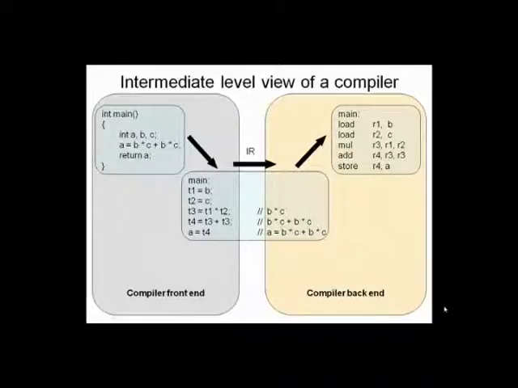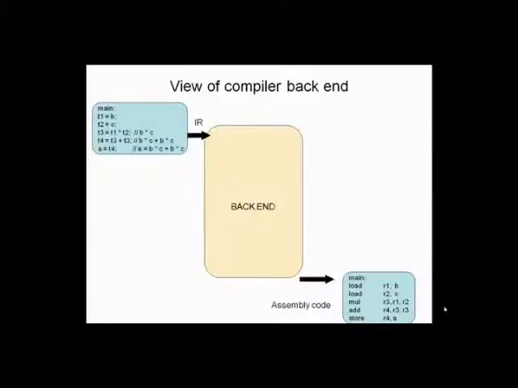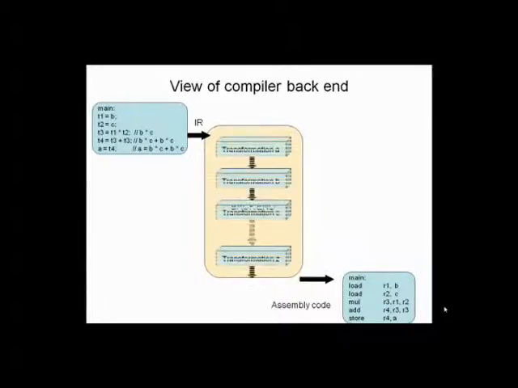The first part of translation is done by the first part of the compiler called the compiler frontend, and the second phase of translation is done by the compiler's second part called the compiler backend. In this presentation, we will mainly focus on the compiler backend. Let's look inside a compiler backend in detail. The backend takes an intermediate representation as input and produces the low-level language as output.